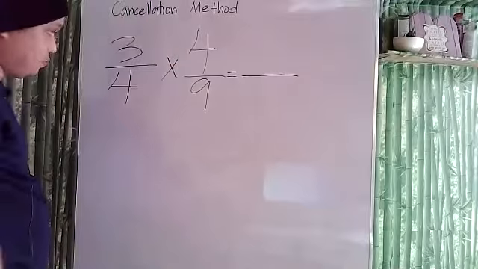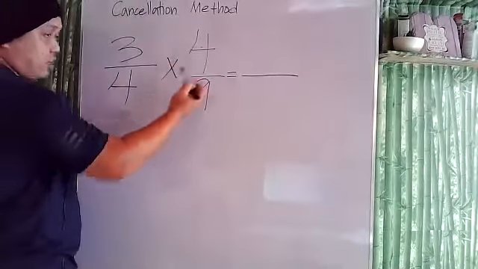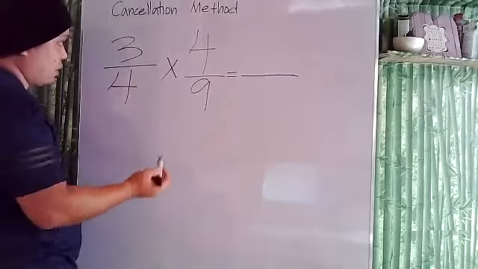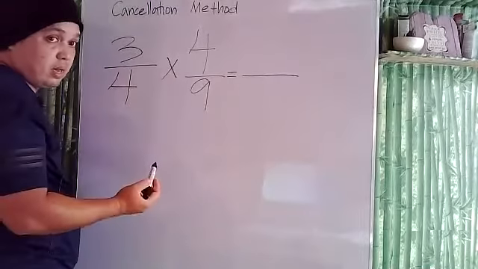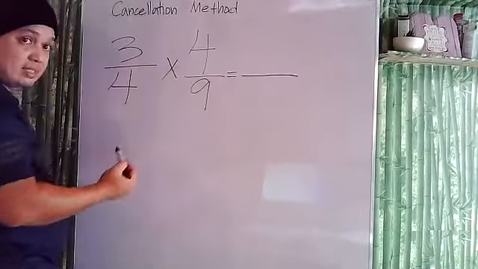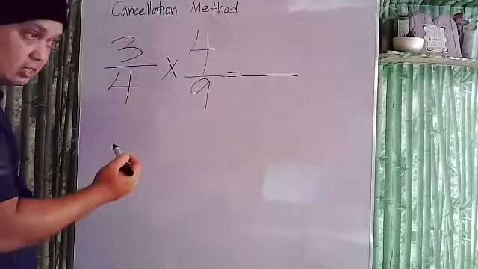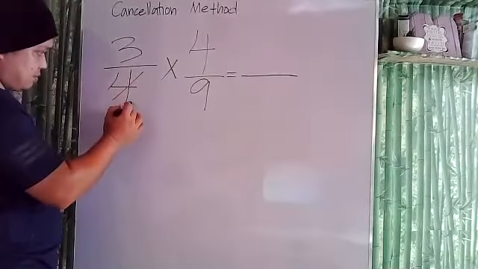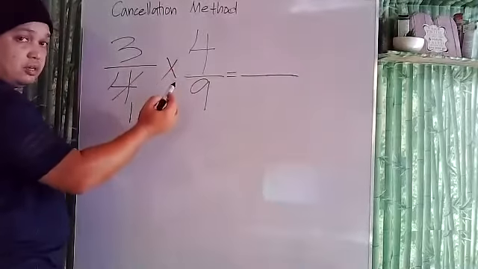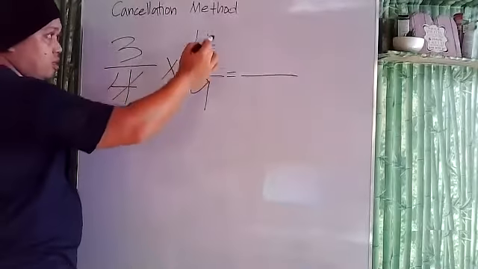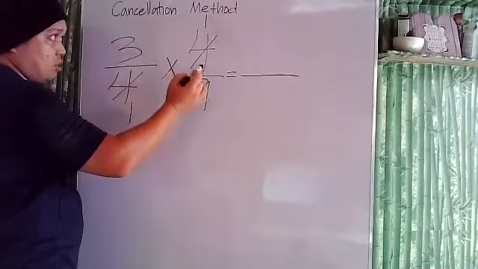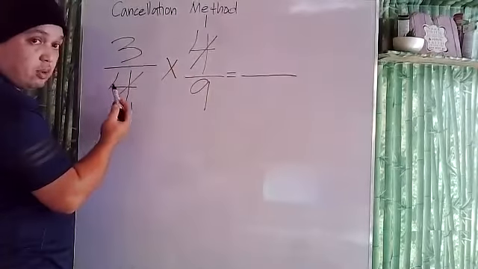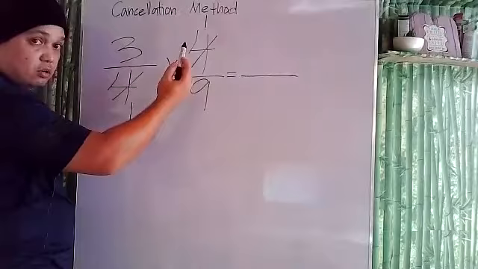So here 4 and 4 can both be divided by 4. They're the same. But 3 and 9 here are both divisible by 3. So we can cancel before multiplying. Now 4 divided by 4 is 1. The same here, 4 divided by 4 is 1. So this one is no longer 4 but 1. The same with this, it's no longer 4 but 1 because we have cancelled.